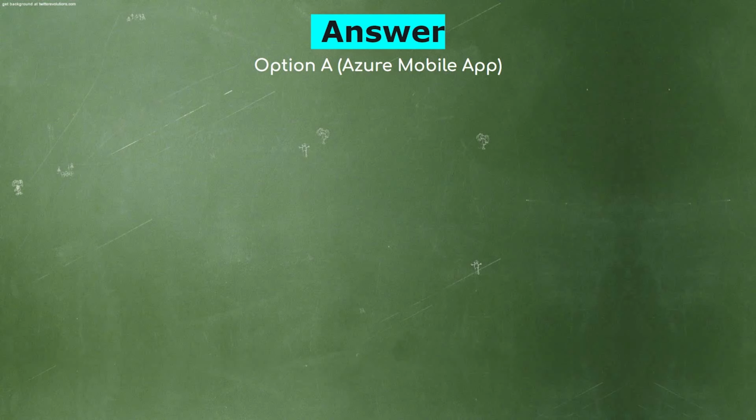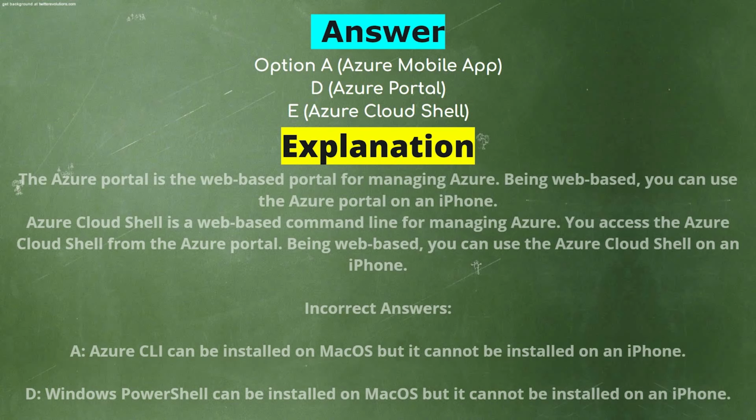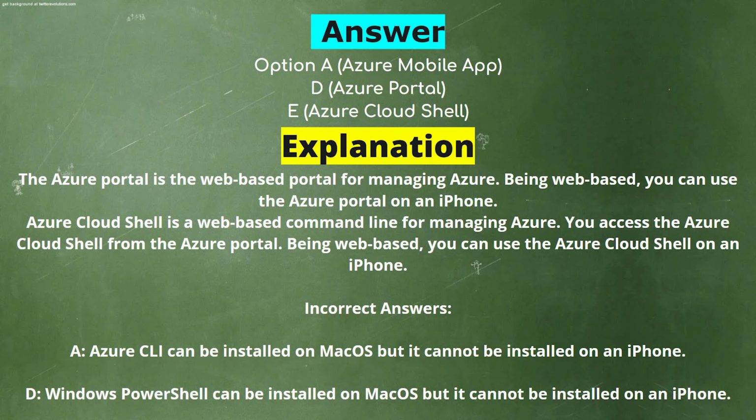Azure Mobile App. And option D. Azure Portal. And option E. Azure Cloud Shell. Explanation. The Azure Portal is the web-based portal for managing Azure. Being web-based, you can use the Azure Portal on an iPhone. Azure Cloud Shell is a web-based command line for managing Azure. You access the Azure Cloud Shell from the Azure Portal. Being web-based, you can use the Azure Cloud Shell on an iPhone.